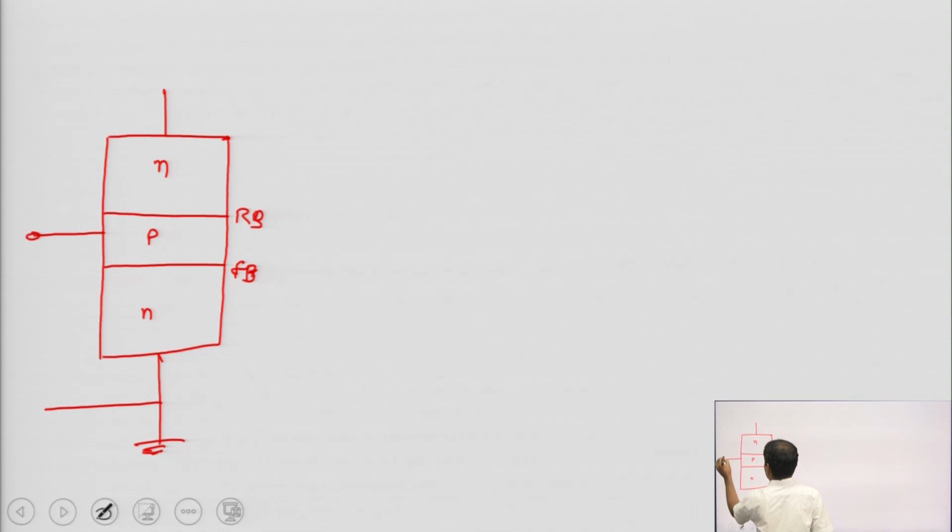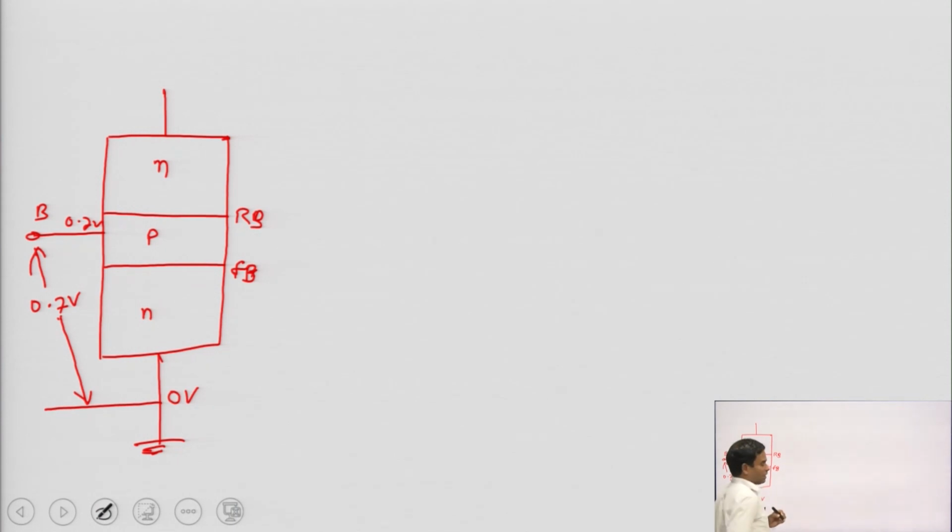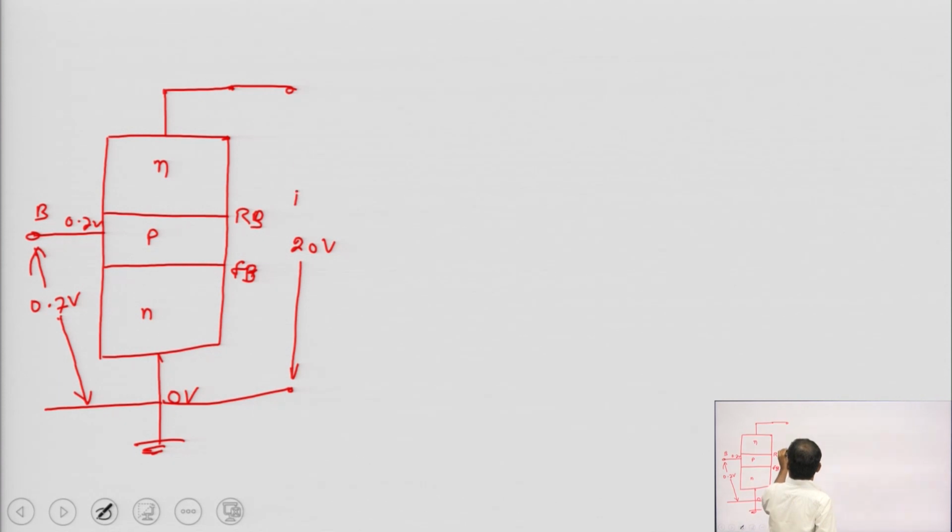Now, if this junction is in forward bias, this means the voltage between base and emitter must be 0.7 volt. And since the emitter is at 0 volt, this means base is at 0.7 volt. Now, case 1, I am taking VCE, suppose I am taking 20 volt, VCE is 20 volt. Then what will happen?